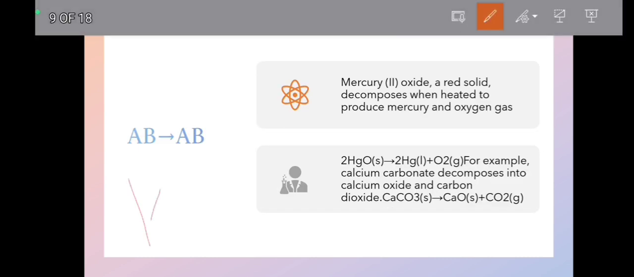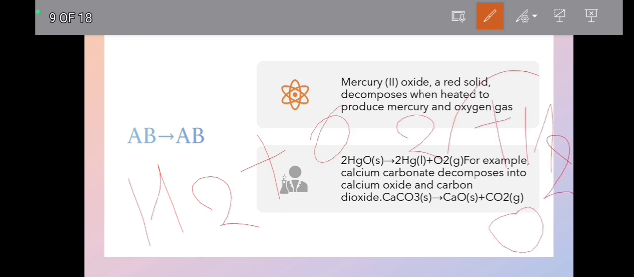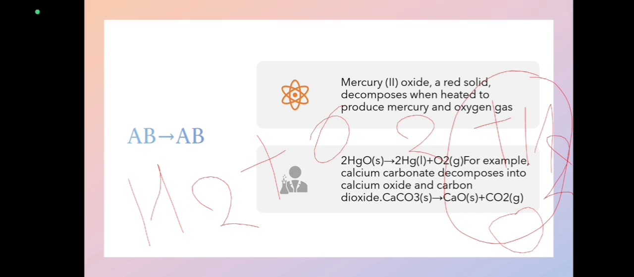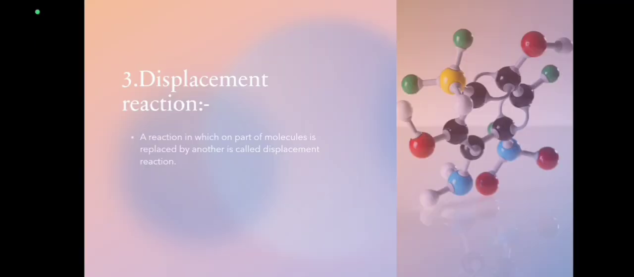The best example of a decomposition reaction is water forming hydrogen and oxygen. It is the opposite of a combination reaction. One product forms two different products. Mercury oxide, a red solid, decomposes when heated to produce mercury and oxygen.